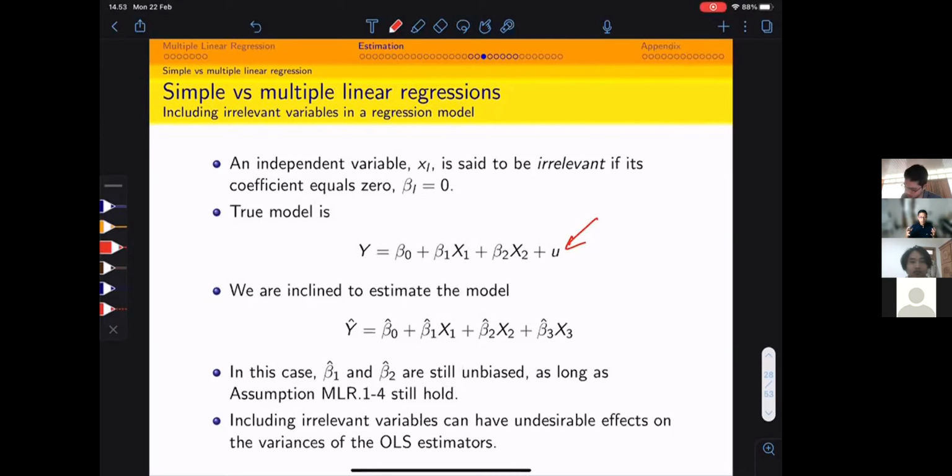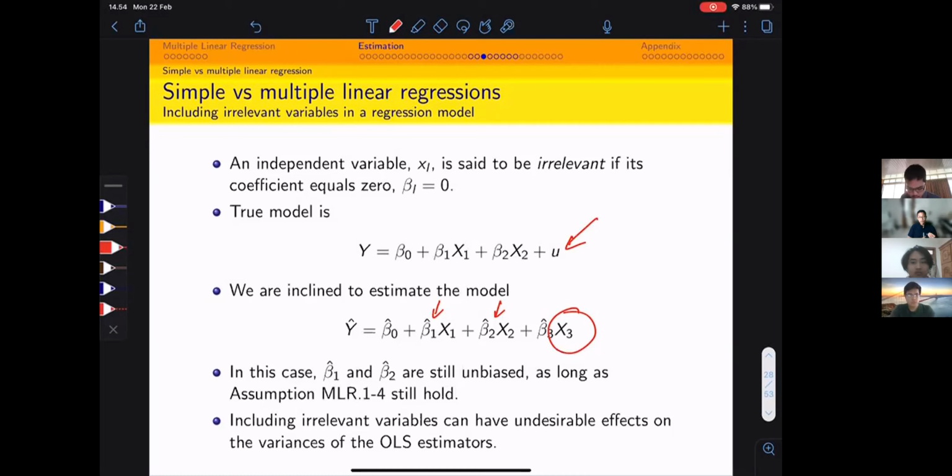Now, if this is the true model in the population, and then you include an irrelevant variable x3, then we're not going to get a biased estimate of beta 1 hat and beta 2 hat. In fact, beta 1 hat and beta 2 hat are still unbiased, as long as it's linear in parameters, it's random sampling, and there is no perfect collinearity between x1 and x2. However, including irrelevant variables can have undesirable effects on the variances of the OLS estimators. In particular, the variance of the OLS estimators are going to be higher if you include an irrelevant variable in the model.